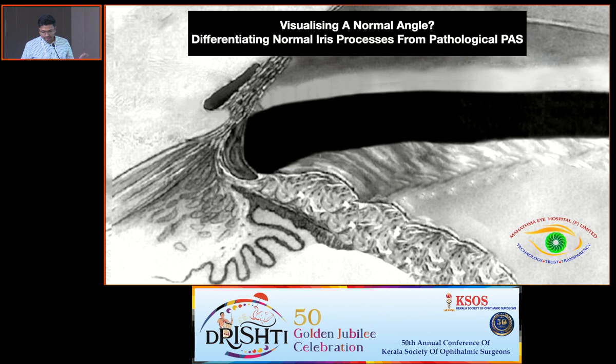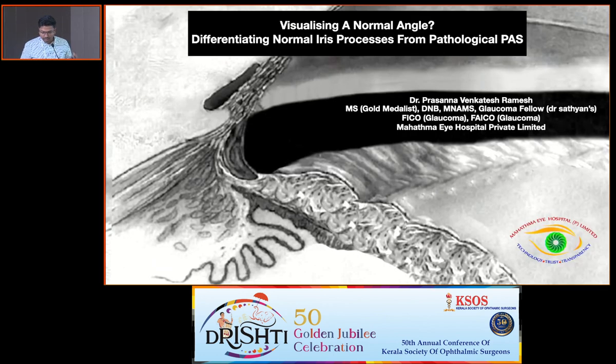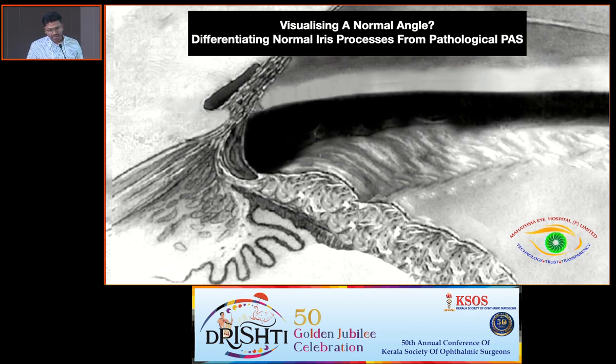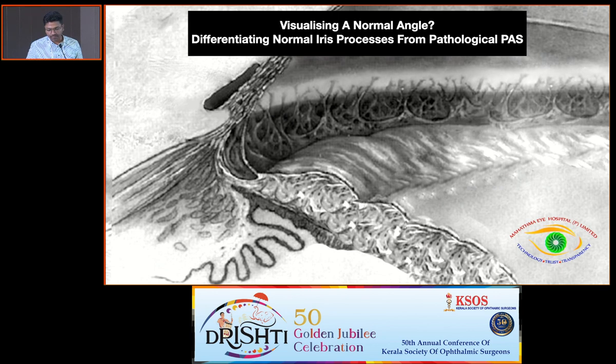So we'll start with differentiating normal iris processes from a pathological peripheral anterior synechiae. Every image and every animation that you're seeing here is designed by the Mahatma Center of Moving Images. We have our chief of design, Mr. Tensing, who will be demonstrating the 4D analog also.